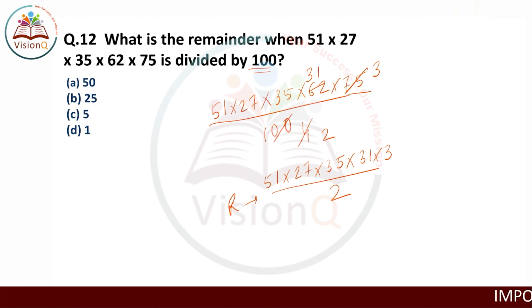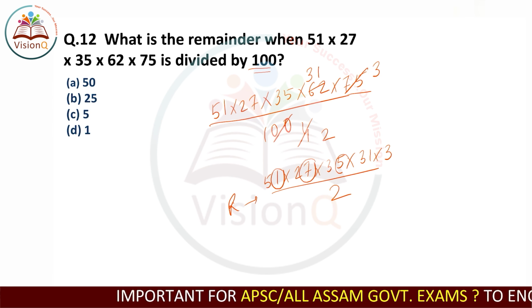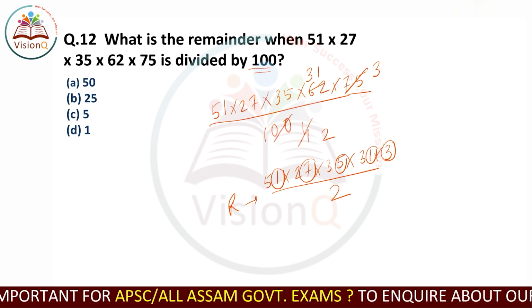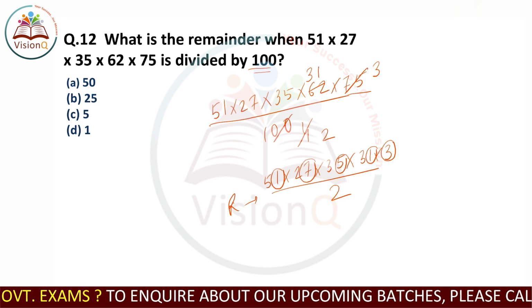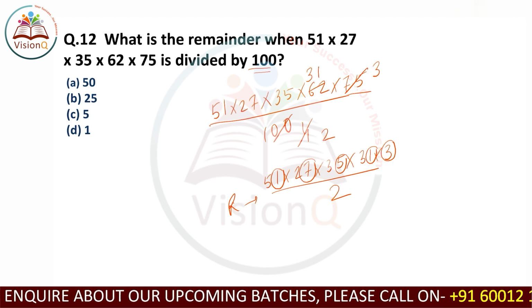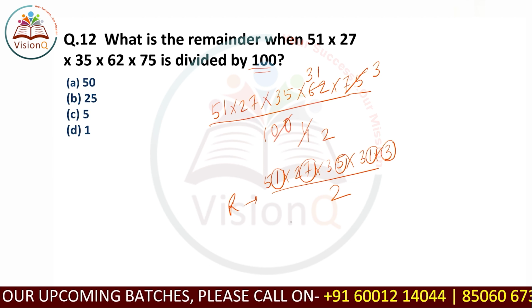Now if I divide this number by 2, don't divide the whole number, divide the last digits by 2 and find the remainder. Okay, you don't divide the whole number. To find the remainder when a number is divided by 2, you have to just divide the last digits by 2 and find the remainder.